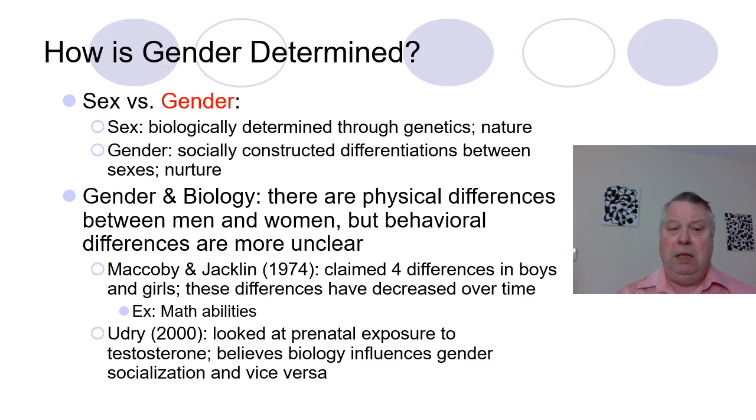Now, another study by Udry looked at prenatal exposure to testosterone and how that affects maybe the development of some behavioral characteristics in the brain. So, for example, perhaps male testosterone makes men more aggressive, and female hormones make them less aggressive. So it's possible in this way that there is some relationship, but generally speaking, these differences are not massive, and the testosterone levels between men and women are not necessarily a great indicator of behavior.